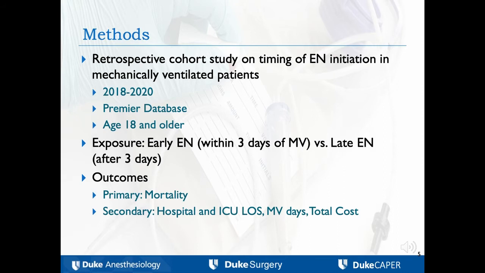from 2018 to 2020. Data from a nationwide administrative financial database, Premier, was utilized to identify adult patients who were started on mechanical ventilation within 2 days after admission. Patients above the age of 17 who received any enteral nutrition support were included. The primary outcome was mortality. Secondary outcomes included hospital and ICU length of stays, mechanical ventilation days, and total cost.